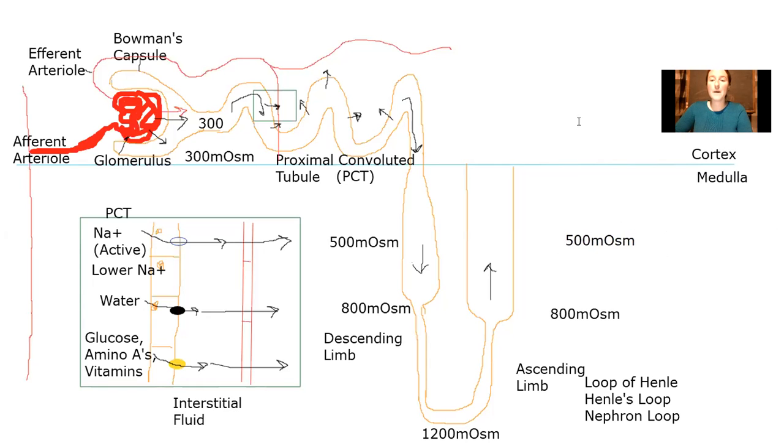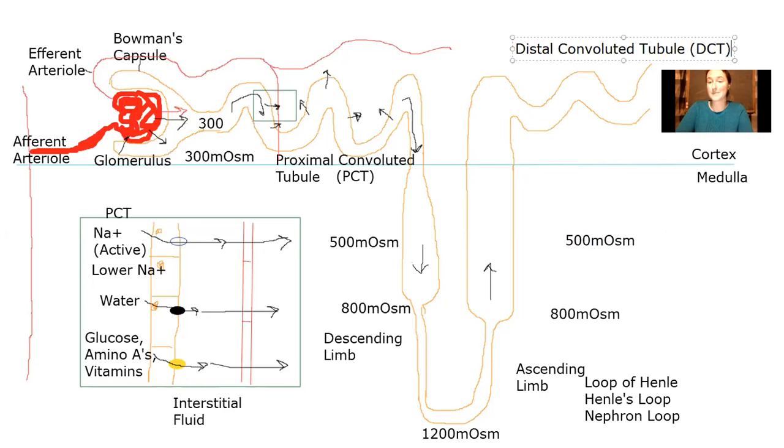Okay. When the ascending limb of the loop of Henle crosses back over into the cortex, it's going to get skinny again, and it's also going to get wavy. Okay. This portion of the nephron is called the distal convoluted tubule, okay, or the DCT. Okay, I'll spell it out for you, but I will use the abbreviations.